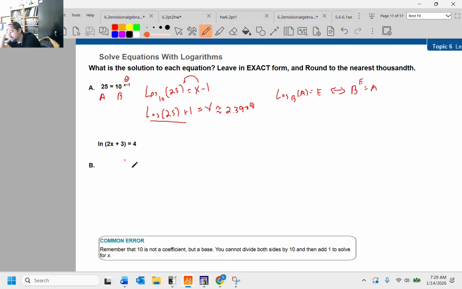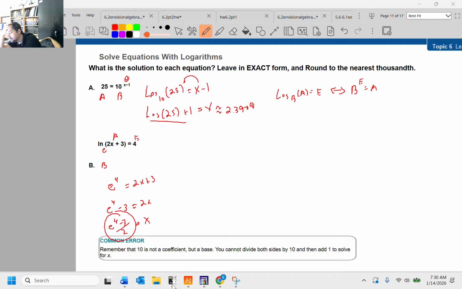All right, next one, we have an ln, and an ln has an understood base of e. So this is the other way around. Think about this notation over here. You have a base, an argument, and an exponent. So the base is e. She gets raised to the 4th power, and she would equal 2x plus 3. Subtract 3, e to the 4th minus 3 is twice x, and then divide everything by 2, and you are done. And there's the exact form.